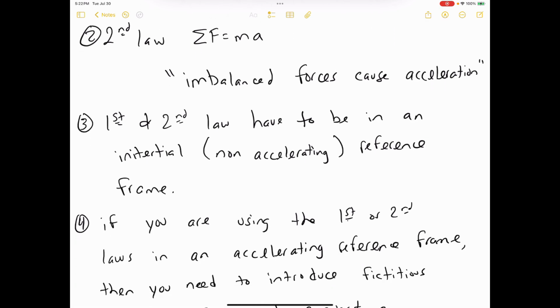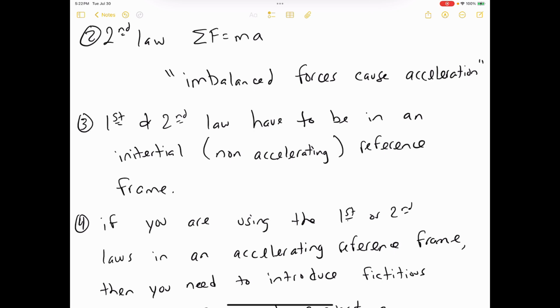Now, here on number 3, I just want to make a point. The first and second laws, in order to use them, you have to be in what's known as an inertial reference frame. Inertial means non-accelerating. So yes, it can still be moving. It can still have a velocity, but it just can't be accelerating.